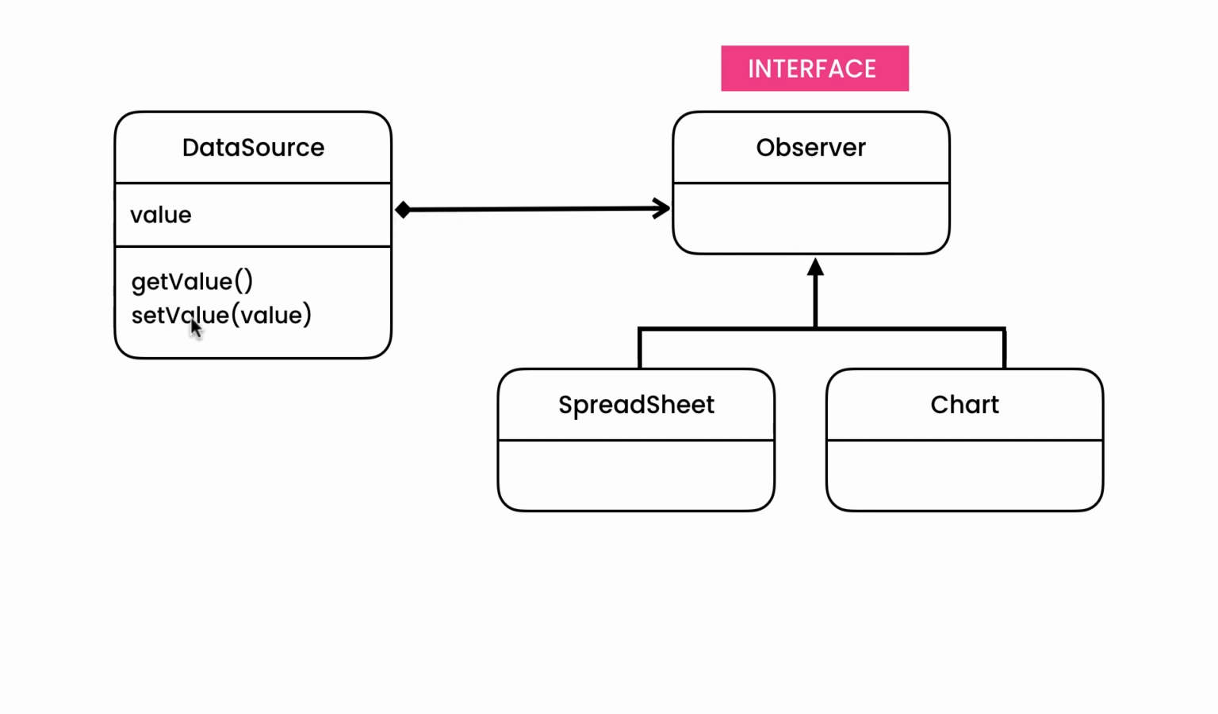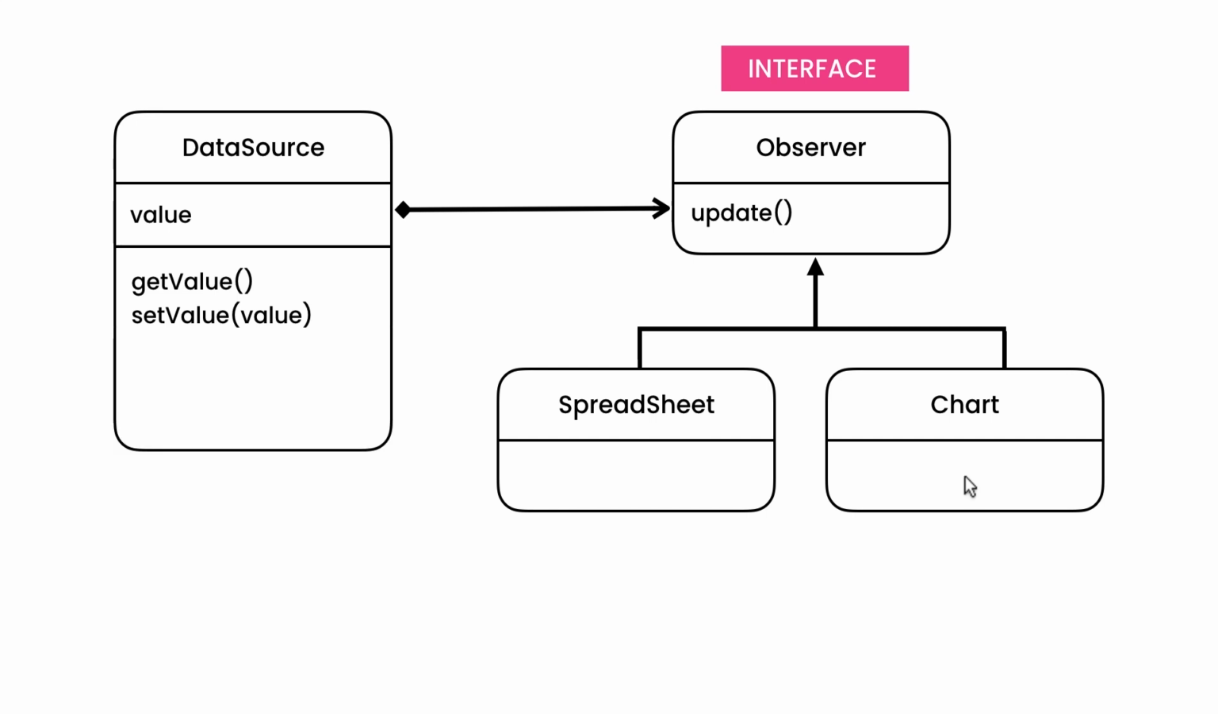Now, when we set the value in this data source, we need to notify these observers. How can we do that? That is very easy. We can use the polymorphism principle one more time. So we introduce a new method in this interface called update. Then in the set method, we simply iterate over the list of observers and call the update method. So here we have polymorphic behavior. Depending on the type of observers we have, a different update method will be called. Each concrete implementation, like the spreadsheet or chart, will figure out how to update themselves.